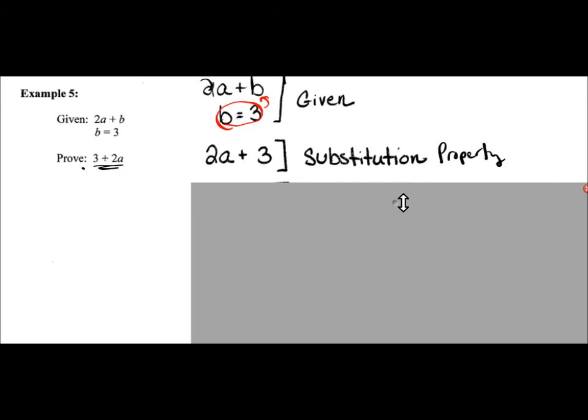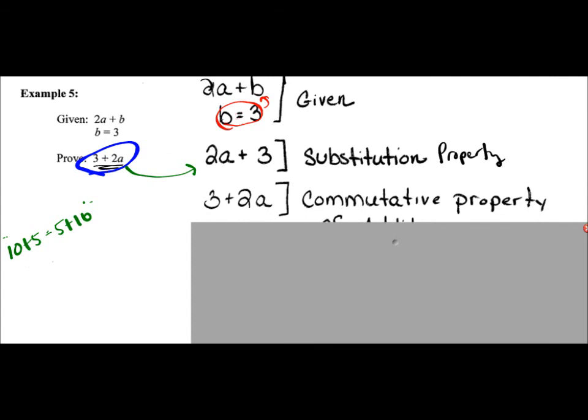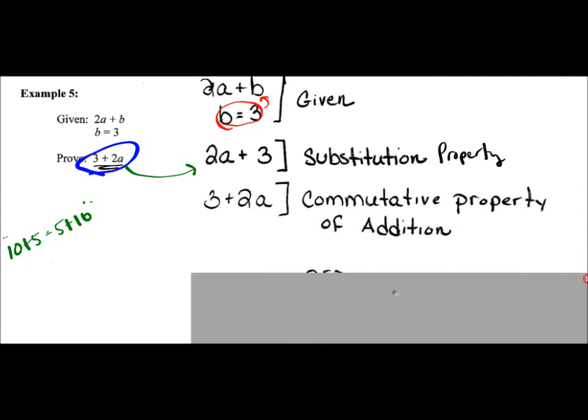Now, it looks like I'm almost done. I want 3 plus 2a. I have 2a plus 3. Remember that the commutative property says that 10 plus 5 equals 5 plus 10. That's what the commutative property says. And it's the same thing here. 3 plus 2a is the same as 2a plus 3. I can flip that around, and that's using the commutative property of addition. And that's what I wanted to do. So I took the little bit of given information, and I manipulated it to look like what they wanted me to show in the end. That's a neat little proof using the commutative properties.